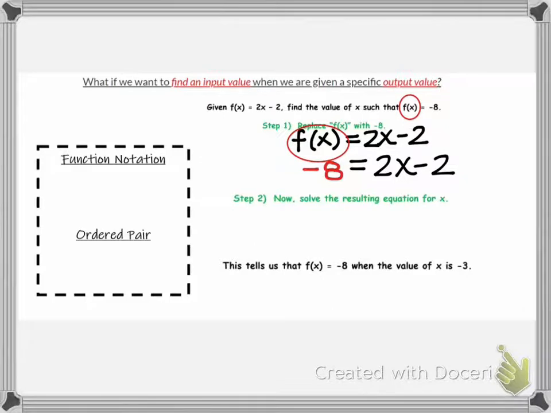Well, hey, look at that. That's just a basic linear equation. Good thing we already know how to solve that. So that's step 2. So my equation is negative 8 equals 2x minus 2.